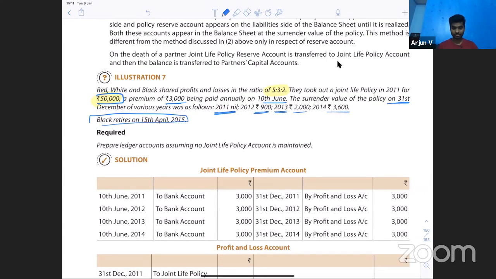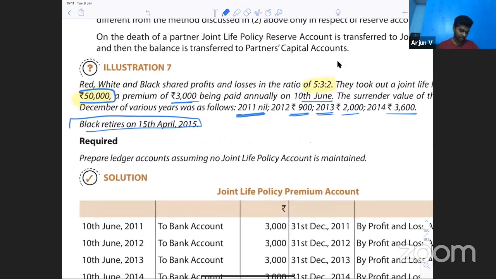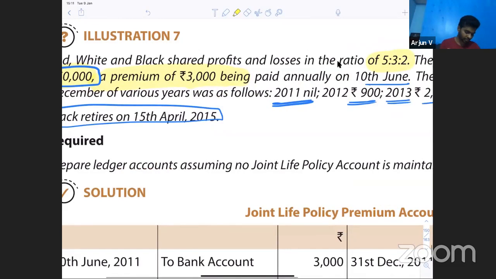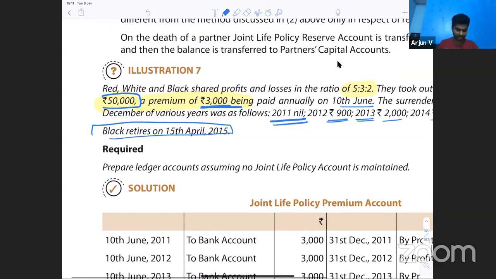So that means, Richard, we get only 15,000. Now you'll understand this in this question. See here, guys, first year they paid a premium of 3,000. If they're paying a premium of 3,000 in the first year, they are saying if any partner decides to retire in the first year, the surrender value will be 0. That means they won't get anything.